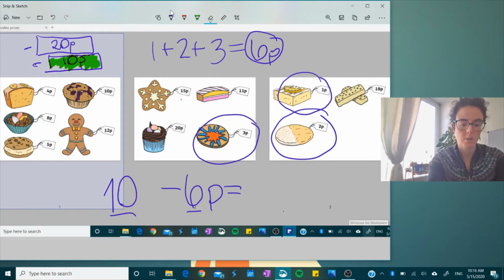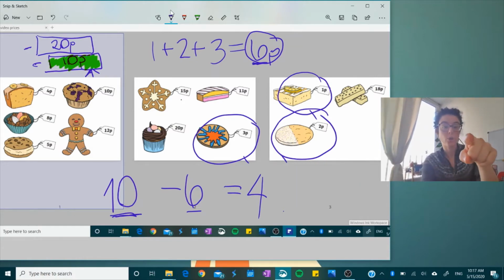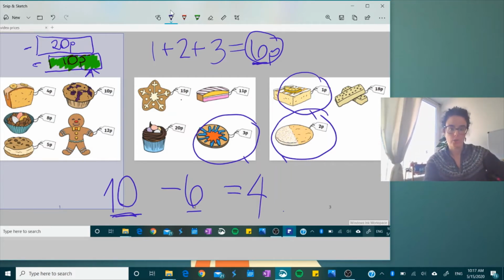I'm going to erase these p's so we don't get confused. Because the important thing is 10, the 10 that I give you, this one right here, minus the 6, which is the total for the 3 things I bought. What is 10 minus 6? Do you remember your 10 bonds? And your families? Yeah, that's right, it's 4. That means that you, at your store, need to give me 4p back. Those 4p are my change because I paid more than the total.